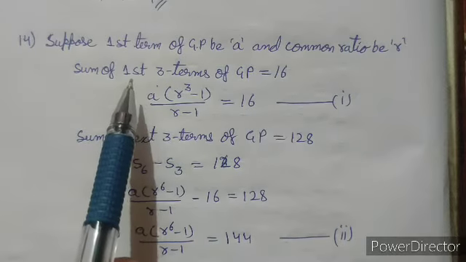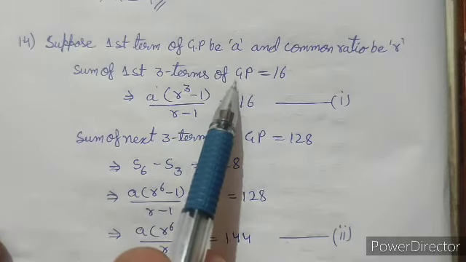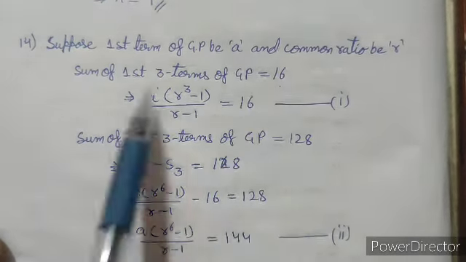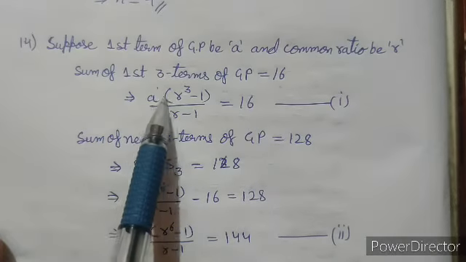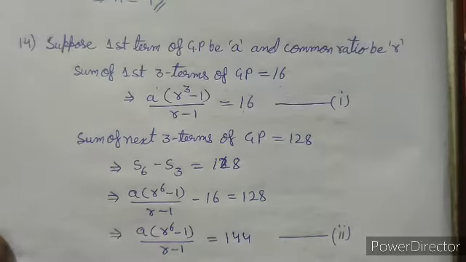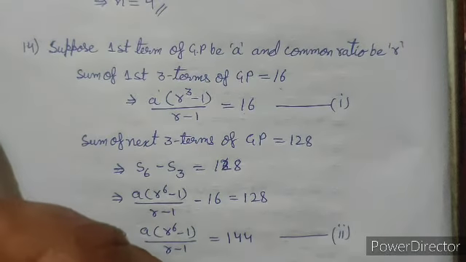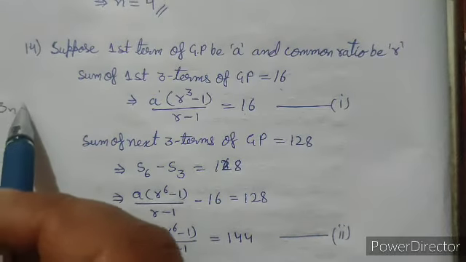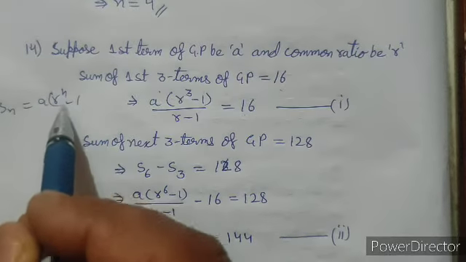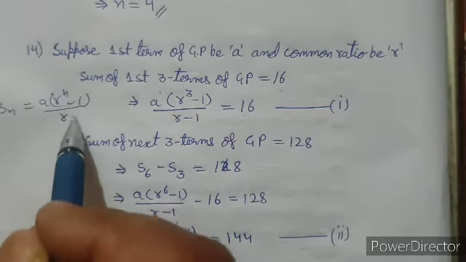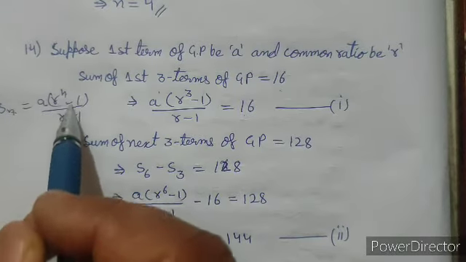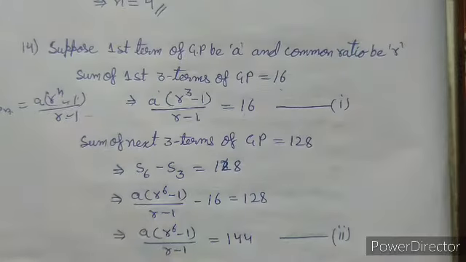Now sum of first three terms of GP is given to us as 16. That means S3 will be 16, or we can say that a into (r³ − 1) upon (r − 1) equal to 16, as Sn equal to a(r^n − 1) upon (r − 1). So S3 will be a(r³ − 1) upon (r − 1).